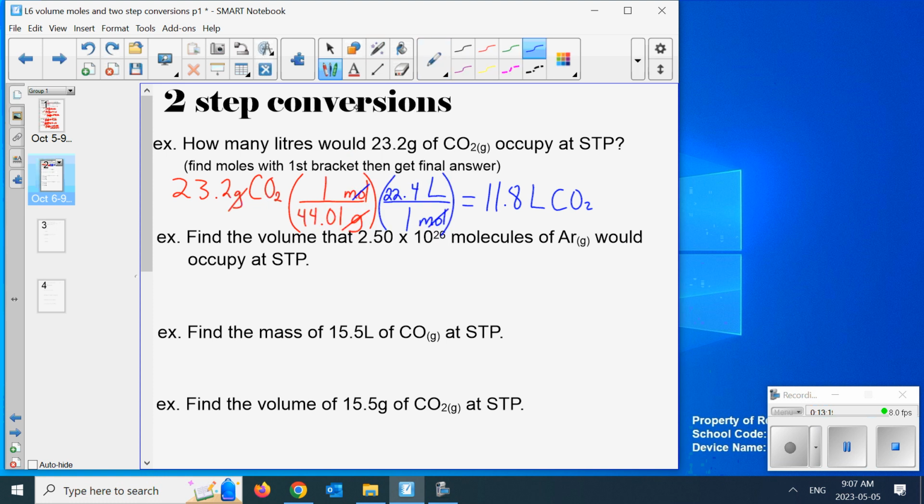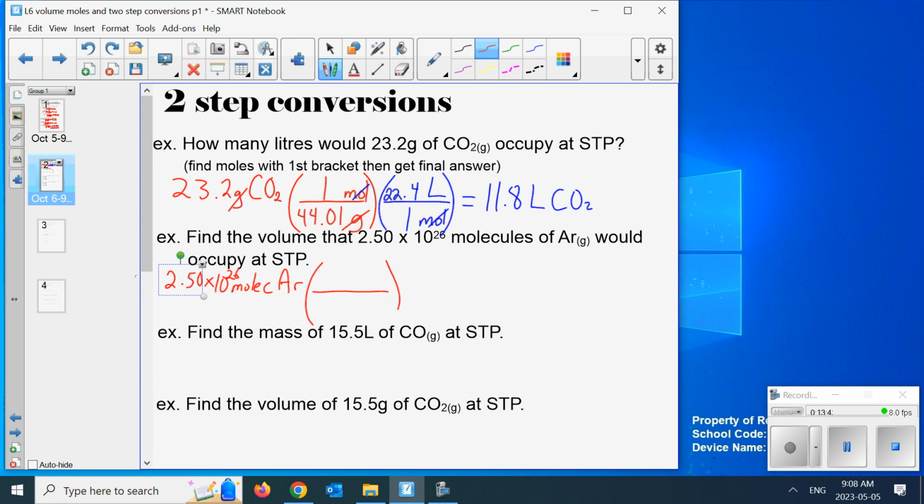So here I go. I'm going to start this second one. Find the volume of that 2.5 times 10 to the 26. Okay. I'm going to write that down because it's my single item, 2.50 times 10 to the 26. There's no abbreviation for molecules, so we're going to just use molecules of argon, count.